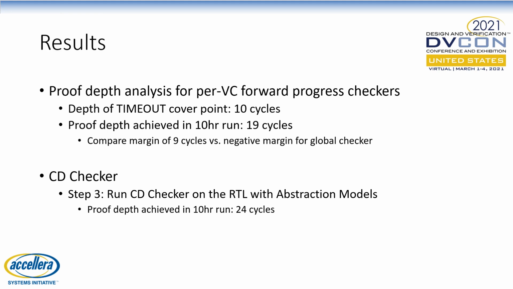We achieved much better results with the per VC forward progress checker in combination with the circular dependency checker than we did with the global forward progress checker. The per VC forward progress checkers achieved a margin of 9 cycles over the 10 cycle depth of the timeout cover point, which is much better than the negative margin that we had for the single global forward progress checker. Also, we achieved a proof depth of 24 cycles on the circular dependency checker with the use of abstraction models, which gave us confidence that we were not missing anything by decomposing the checker on a per VC basis.